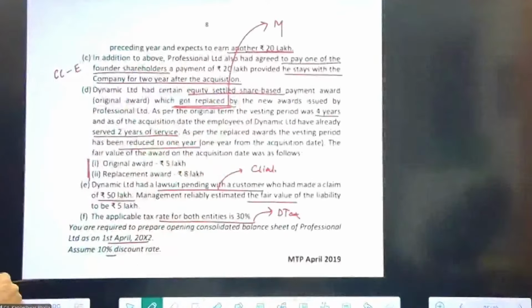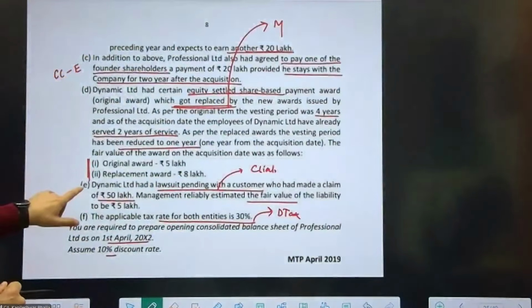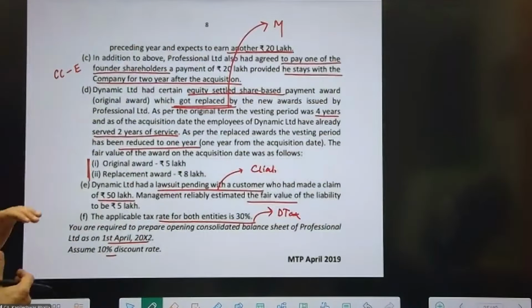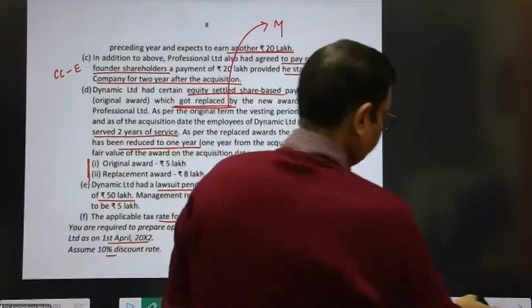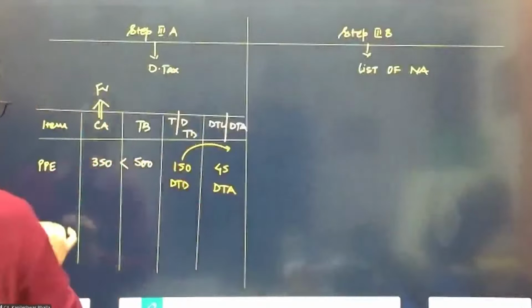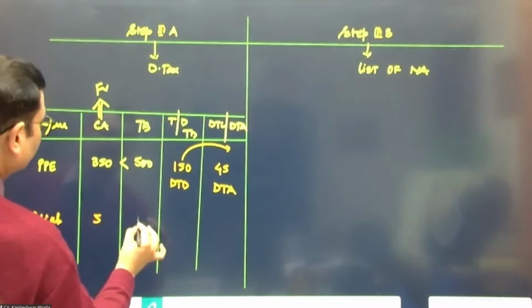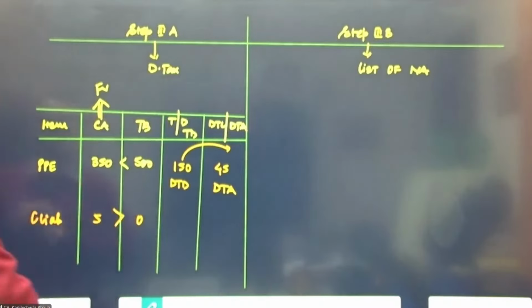Let's go back to the other items. I think there is nothing out here, but in point number E, there is a contingent liability whose book value is 0, but the fair value is 5 lakhs. So we've got another item that is contingent liability. The fair value is 5, the book value is 0. In this case, it's a liability with a carrying amount greater.